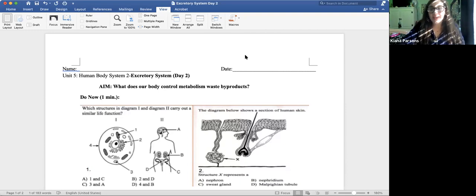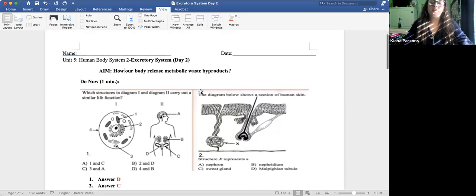So today's aim is how does our body control metabolic waste byproducts? Let's modify that. How does our body release metabolic waste byproducts?